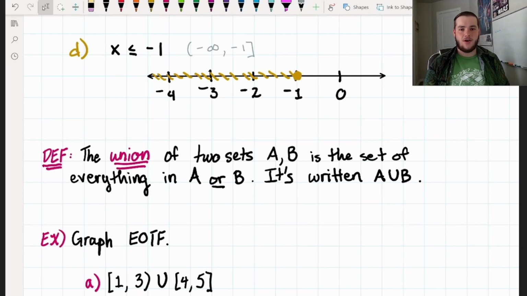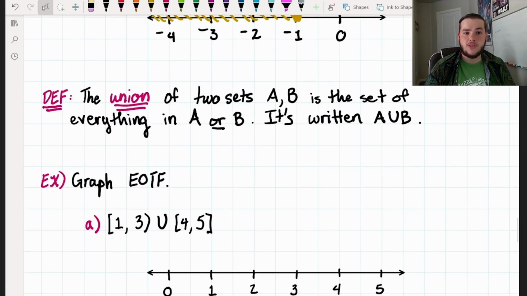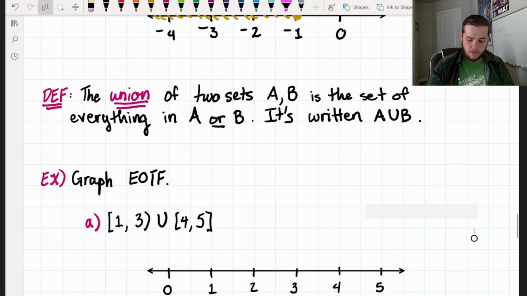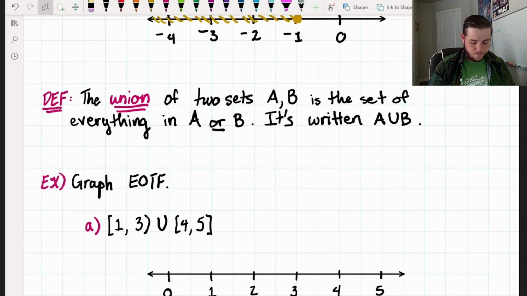And I think that these are easiest to understand by looking at a picture. So let's graph some things, like this one. The interval from 1 to 3, including only 1, union the interval from 4 to 5, including both. The union of these two intervals is all of the numbers from both intervals, right? It's any number that's in one, the other, or both. So, in order to graph it, I will need to graph both intervals.